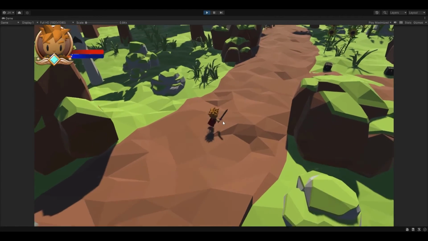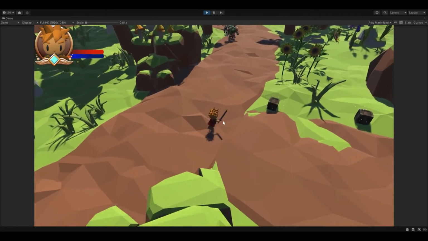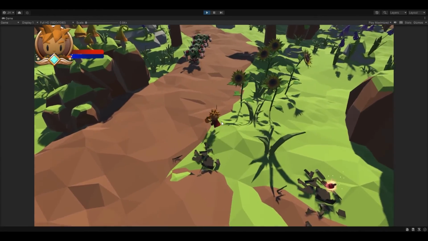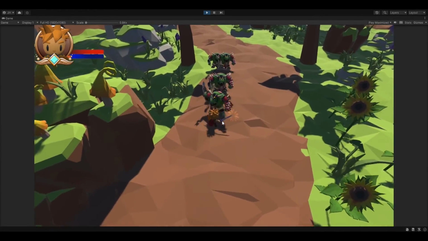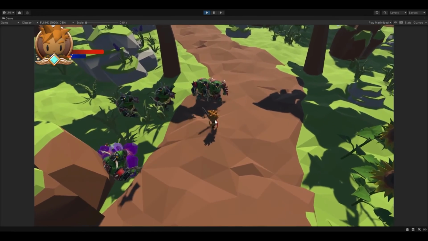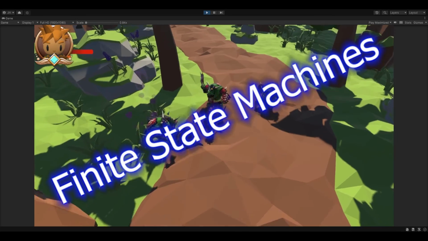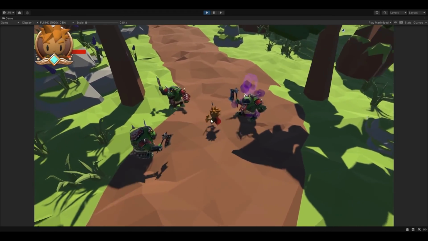So with this project wrapped up and finished, I've been thinking, what's next? And one of the biggest things I want to work on, and pretty much going to be my whole next project, is finite state machines. I'm really looking into getting into these.